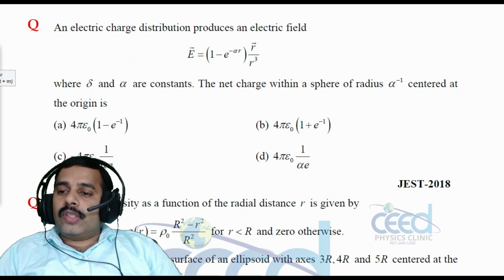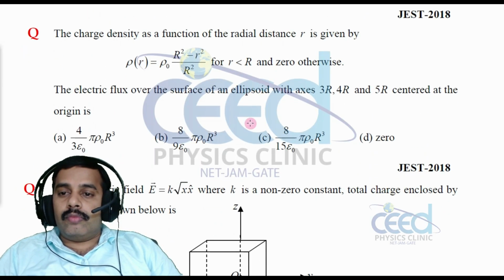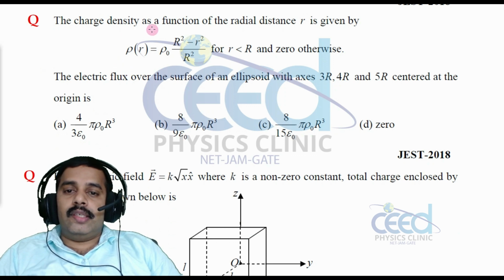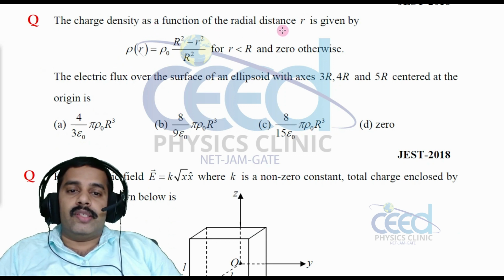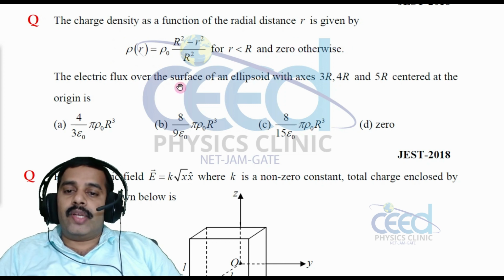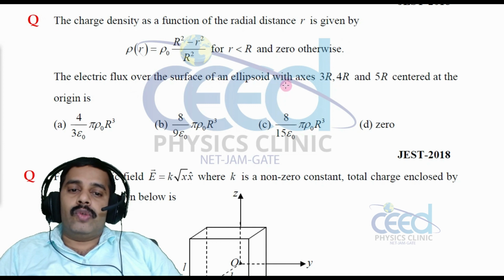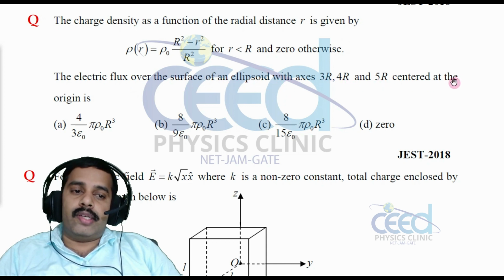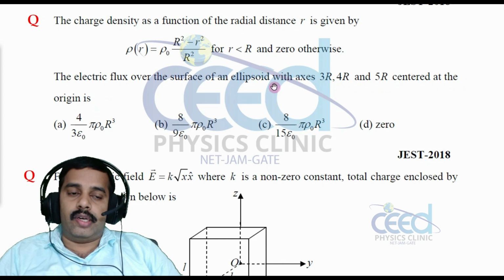So another question is: a charge density as a function of radial distance r is given by rho of r equal to rho 0 times capital R square minus small r square by capital R square for r less than capital R and 0 otherwise. So density is defined for r less than R as this and 0 otherwise. The electric flux over a surface of an ellipsoid with axes 3R, 4R, 5R centered at the origin is?